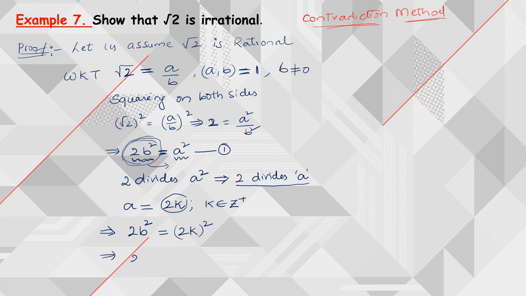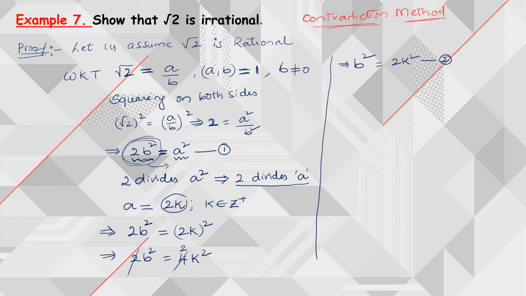Now this I can write as 2 times b square is equal to 4 times k square. Now the 2 in 4 gets cancelled 2 times. Now from this, what can I say? I can write b square is equal to 2 times k square. Let this be equation number 2.